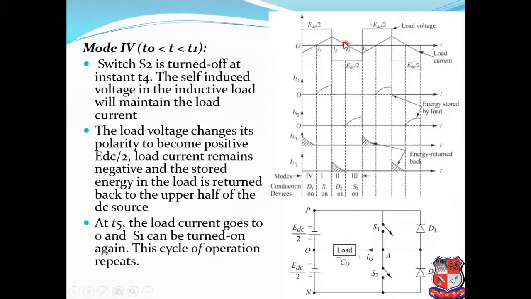From T2 to T3, current is positive but voltage is negative. That means the current will flow through the diode D2. From T3 to T4, voltage is negative and current is also negative. That means the current will flow through this switch S2.